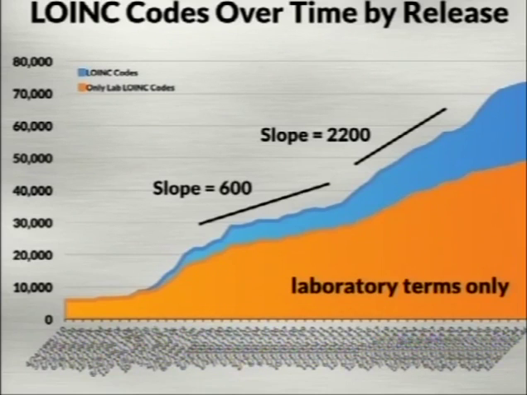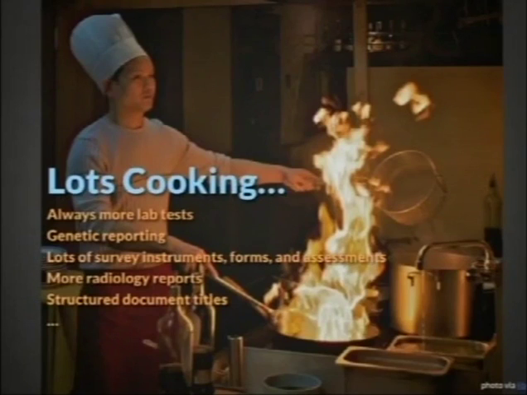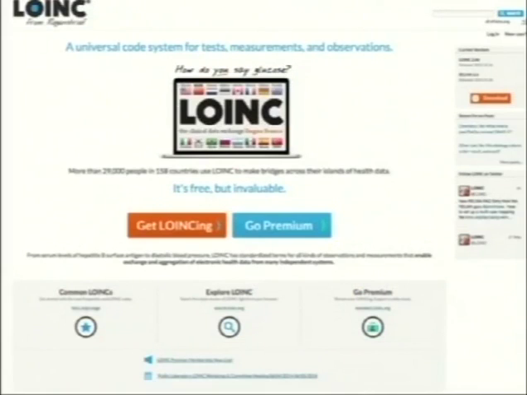But this growth is also a function of the number of users of LOINC because they contribute new inputs into the system. They're requesting new content. So there's always a lot cooking, a lot going on. So more lab tests, genetic reporting is a major, major area. Many people are evolving to more structured reporting of things, structured capture and reporting of things like survey instruments and forms. We have a big collaboration going on around radiology reports, structured document titles, and so forth.